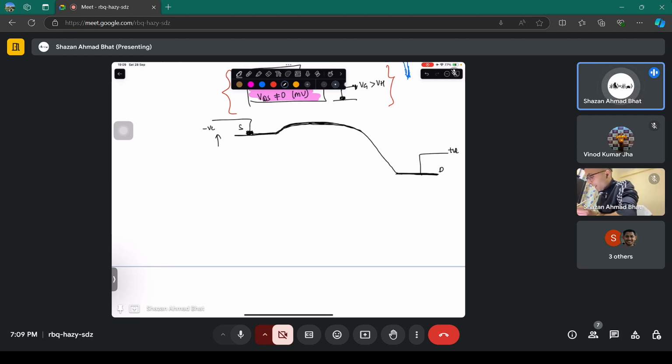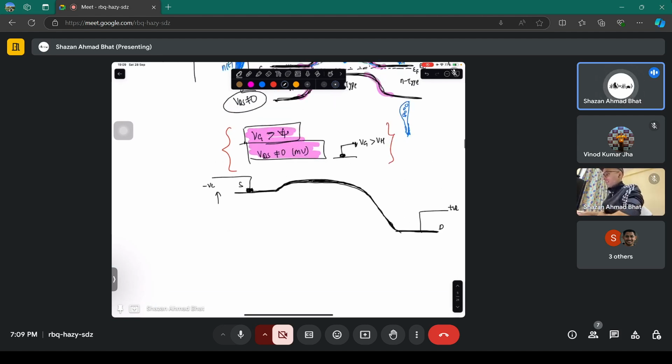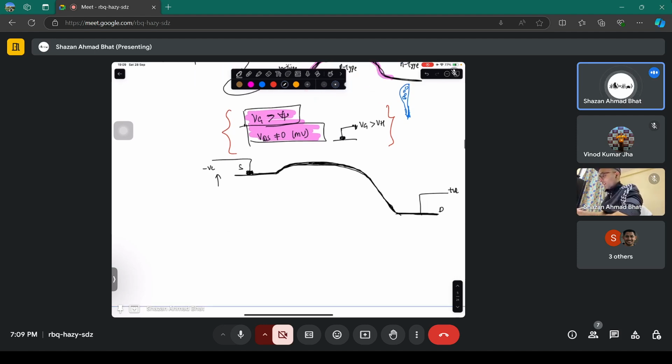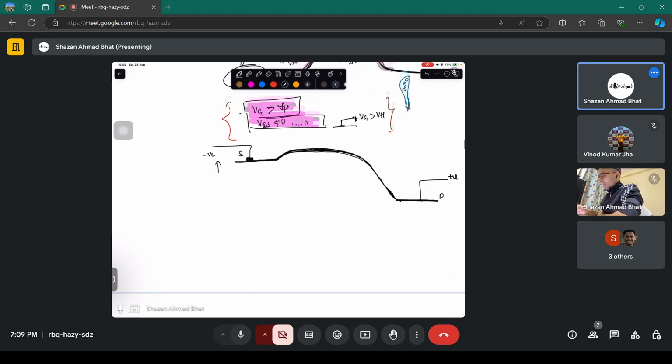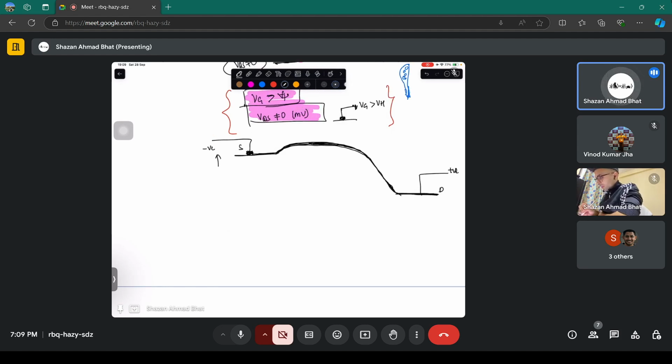This is the overall bending. Now you see the huge bending. And how did we get to it? Just from simple electrostatics, positive and negative. And let's draw the valence band. The valence band will also follow the same thing. This is the valence band.